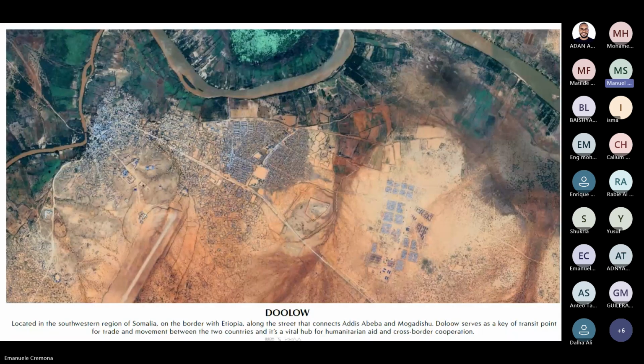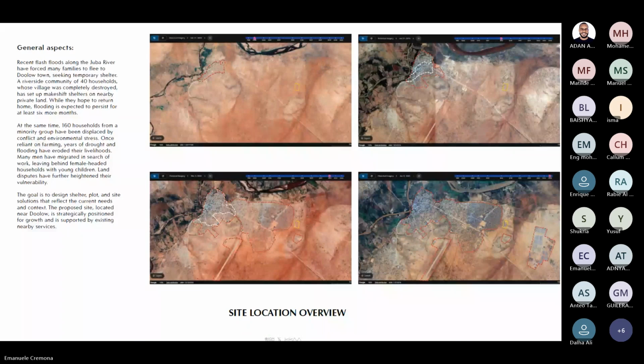Okay, thank you for your attention. This is the Dolo site. This is a very interesting site. I think we have been studying its situation. Can we go to the next one, please? So, we were very interested in the organic growth of Dolo, regarding the development of the site. Can we go to the next one, please?